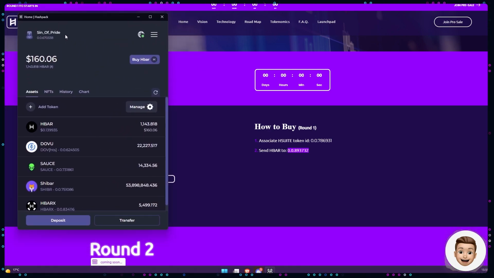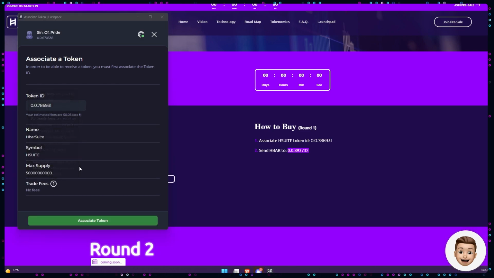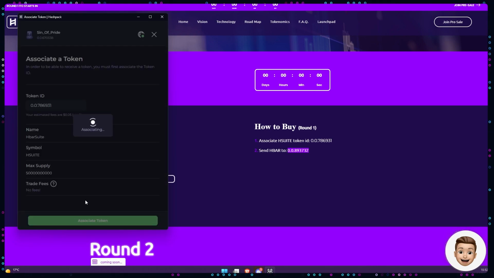So if I drag my wallet onto screen, let's associate the token ID first. So add token at the top here, and we need to associate the token ID. So let me punch this in real quick. Okay, so now I punched in that token ID, we can see it's been associated and I've put the correct ID in. Name is HBAR_Suite, symbol being Hsuite, max supply, no trade fees, associate token. Make sure you've got some HBAR in your wallet to associate, otherwise this will fail.